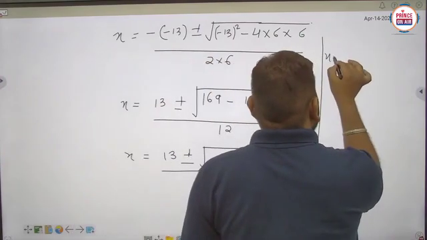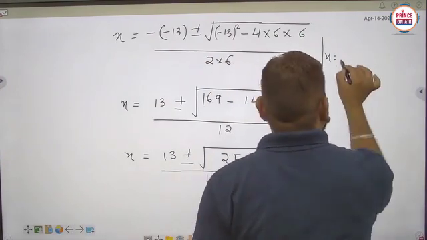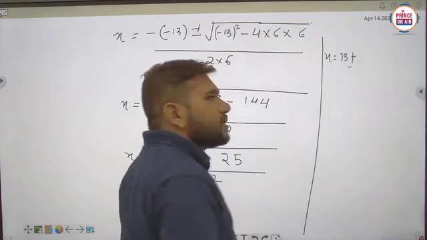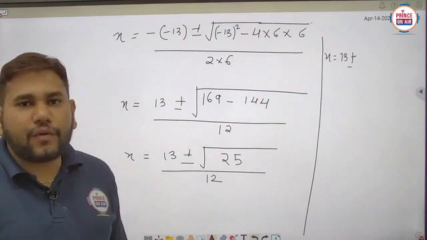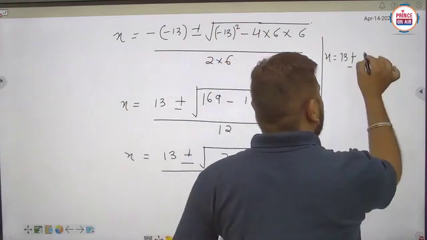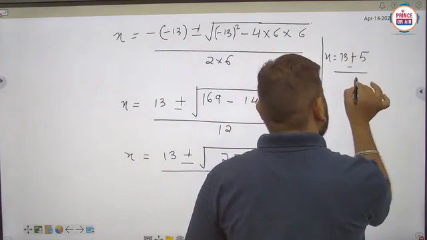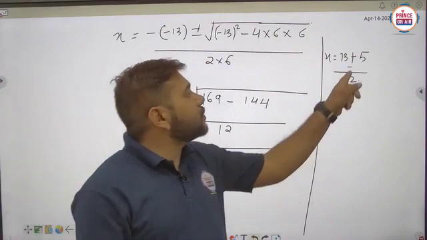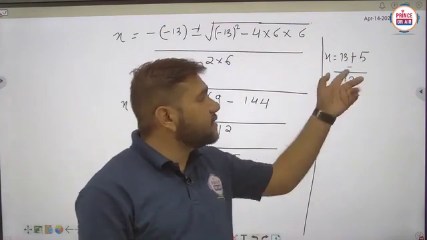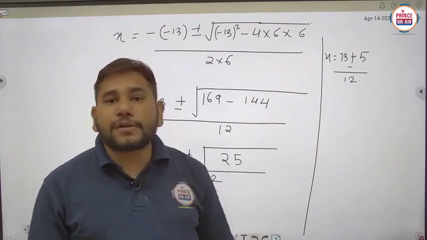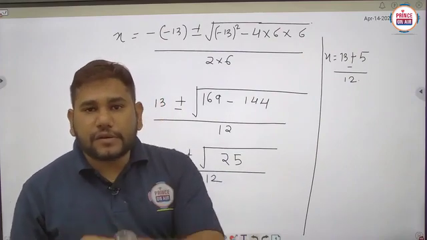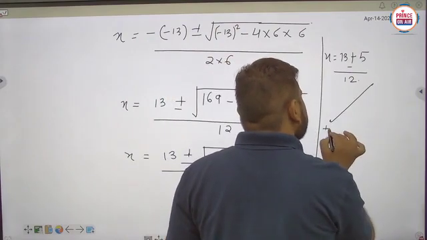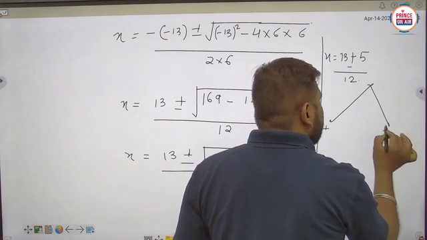x is equal to 13 plus minus root 25. But what is the value of root 25? We all know that root 25 is equal to 5. So, 5 upon 12. Now, how many signs we have? We have two signs. First is the plus and second is the minus. So, first of all we will use plus sign and after it we will use minus sign.